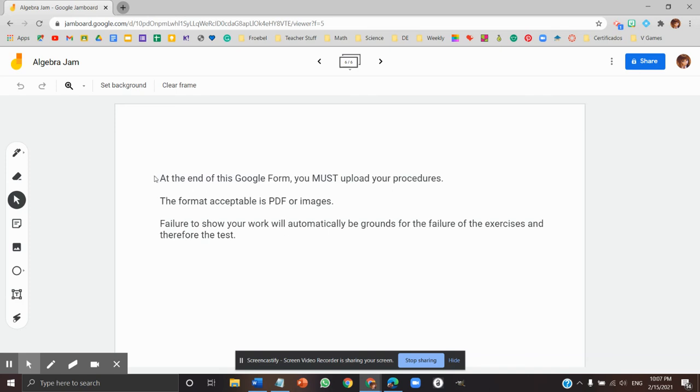Again, at the end of the Google form, you must upload the processes, that means all your process and procedures. The format acceptable for the Google form is PDF or any type of image. Failure to show your work will automatically be grounds for failure of that specific exercise and therefore the test, because if you have a bunch of zeros because you didn't show your work, then I cannot give you points for it. Therefore, it's going to affect your quiz.